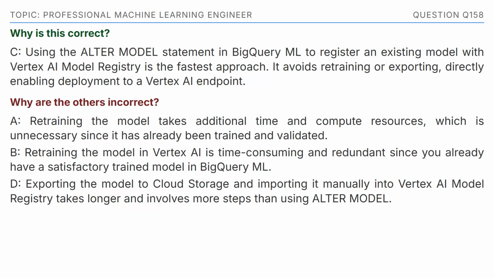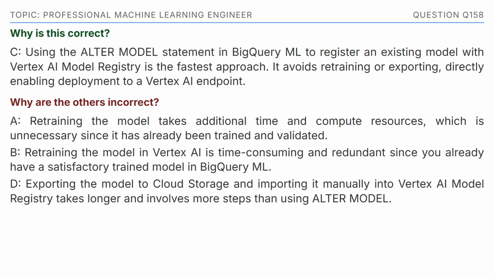Why is this correct? C. Using the alter model statement in BigQuery ML to register an existing model with Vertex AI model registry is the fastest approach. It avoids retraining or exporting, directly enabling deployment to a Vertex AI endpoint.